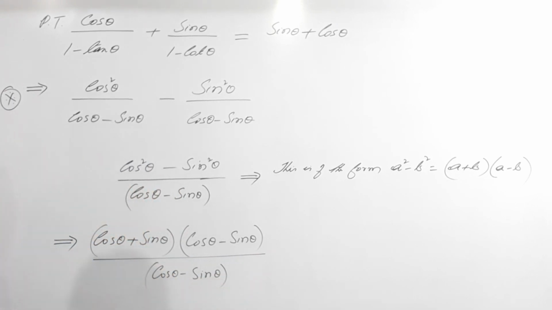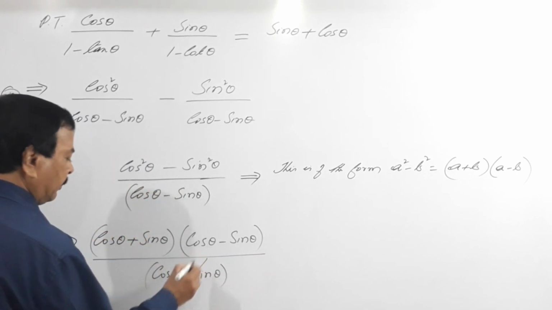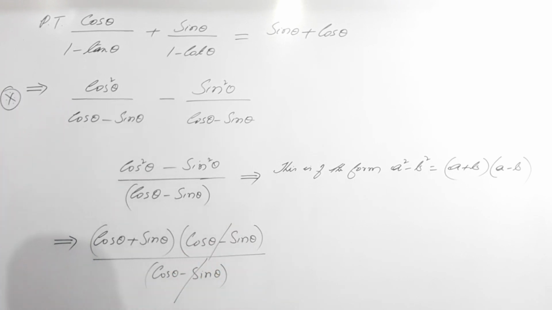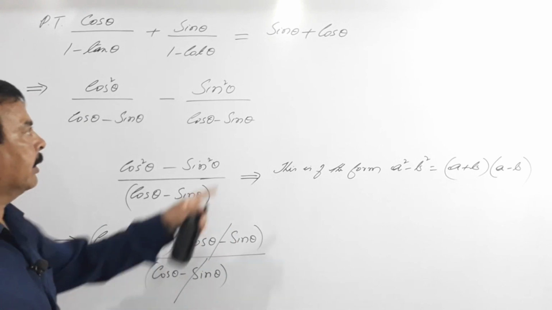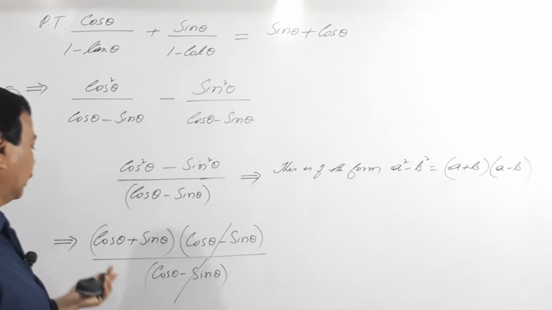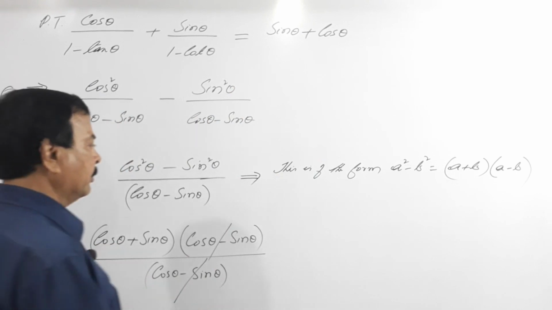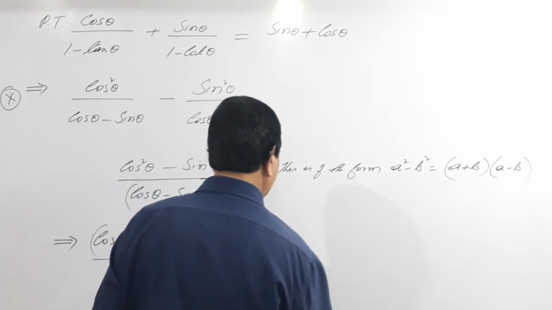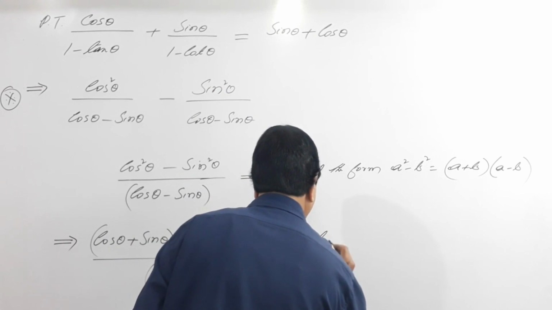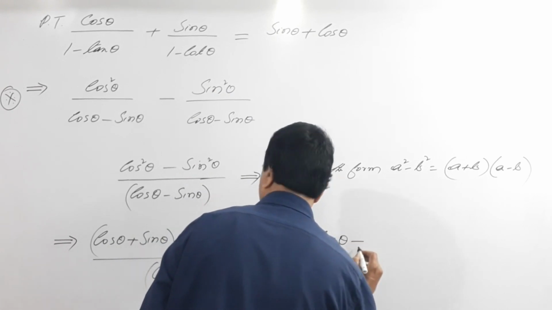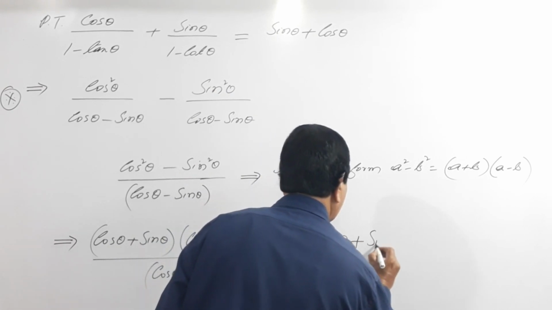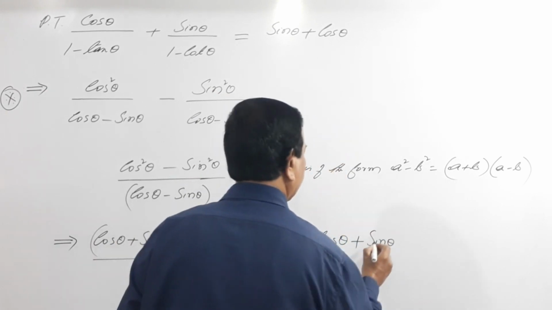so ये क्या हो गया, cos theta minus sin theta, cos theta minus sin theta उड़ गया, तो बचा क्या, cos theta plus sin theta, तो क्या चाहिए, sin theta plus cos theta, मगर यहाँ पर cos theta plus sin theta है, so रिवर्स करो ना, रीअरेंज करो, so this is equals to cos theta plus sin theta, isn't it?